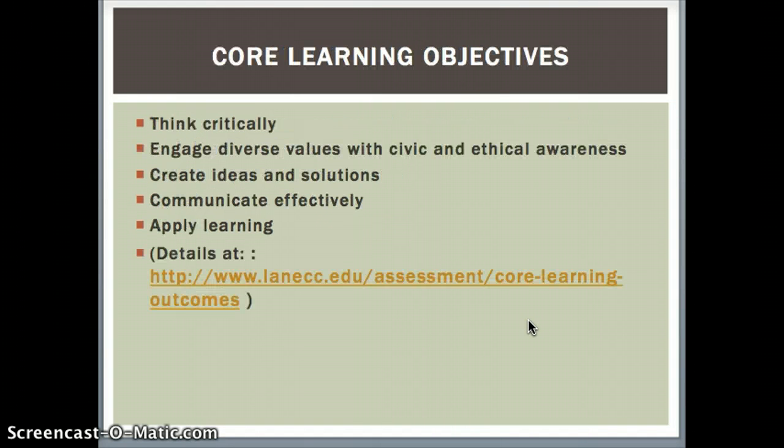The core learning objectives that we have at Lane are listed here. You can also find them online. And so in many courses, faculty members are beginning to map their outcomes to these core learning objectives. So that's kind of a next step for many courses at Lane, and maybe something that you wish to consider now.